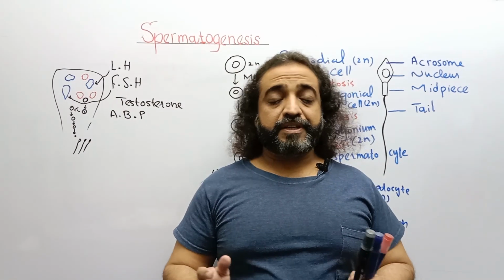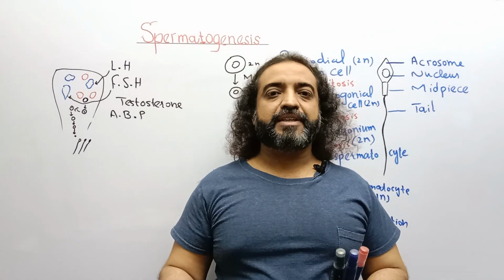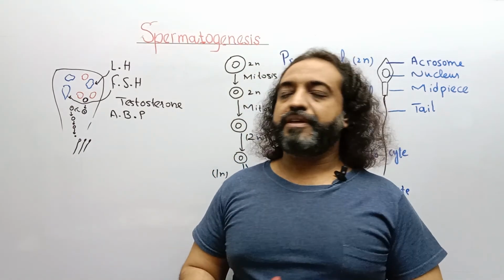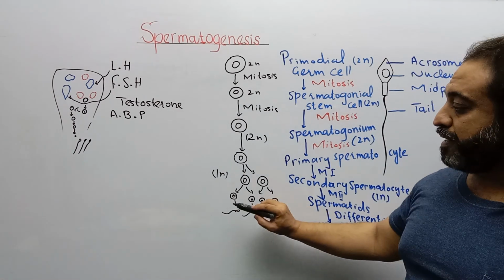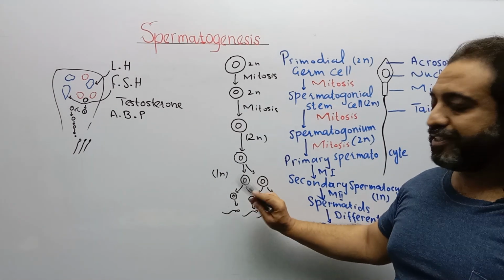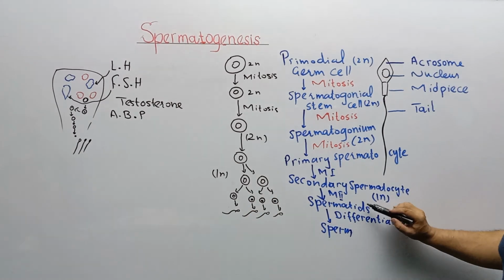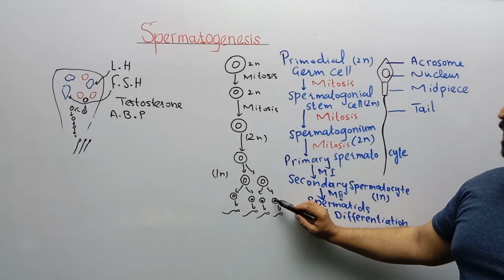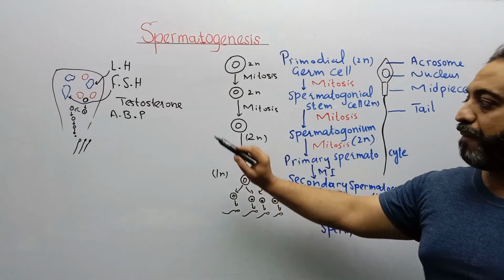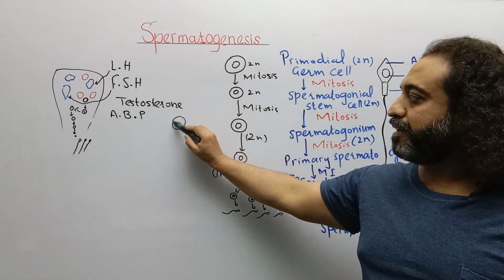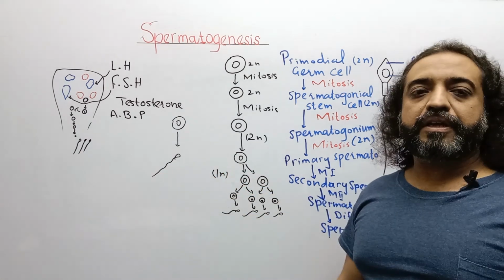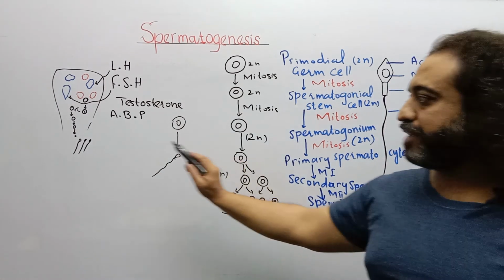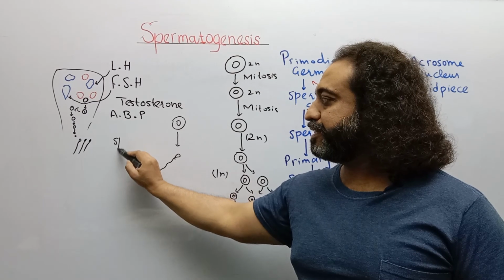My dear students, there is a difference between spermatogenesis and spermiogenesis. Spermatogenesis is the process by which we get spermatids. Up to spermatids, it is called spermatogenesis. But from spermatids, differentiation into the sperm is called spermiogenesis. This is a small difference, keep it in mind.